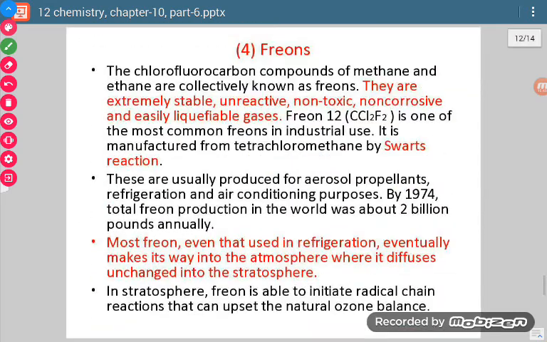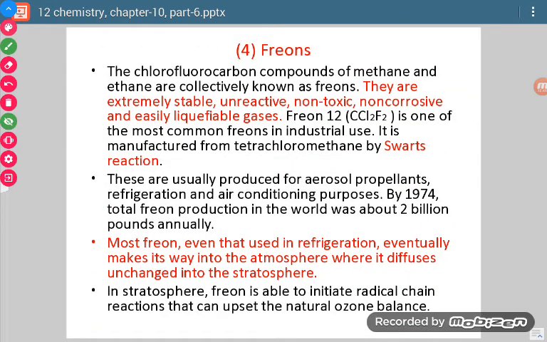Now the next type of polyhalogen compounds is freons. Now see, they are also known as chlorofluorocarbons. Chlorofluorocarbon compounds of methane and ethane are collectively known as freons. They are extremely stable, unreactive, non-toxic, non-corrosive, and they can be easily liquefied also. Now see, freon 12 is one of the most common freons in industrial use.